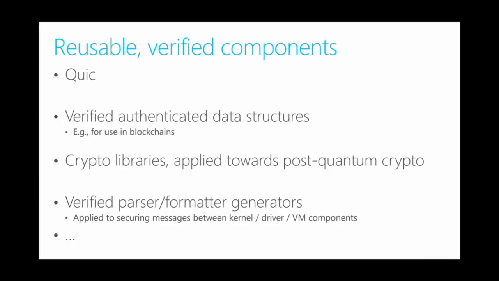So Quick is one such example that I mentioned briefly earlier. But some of the work that we're currently doing also involves using our crypto libraries to build things like verified authenticated data structures that are used in things like blockchains. Recently, there's some interest in using our crypto libraries to verify the correctness and security of post-quantum crypto algorithms. Our verified parser and formatter generators, although we're using them in TLS, we also see that they have applications in other secure messaging scenarios, for instance, inside kernel or in communications between VM and kernel and so on.